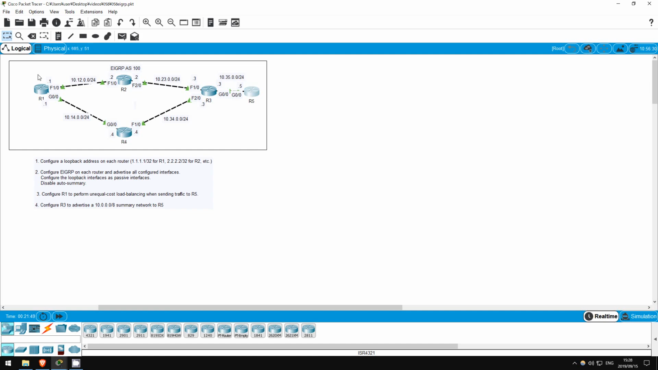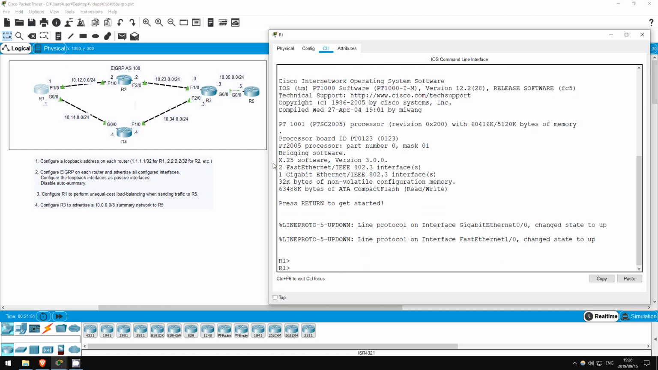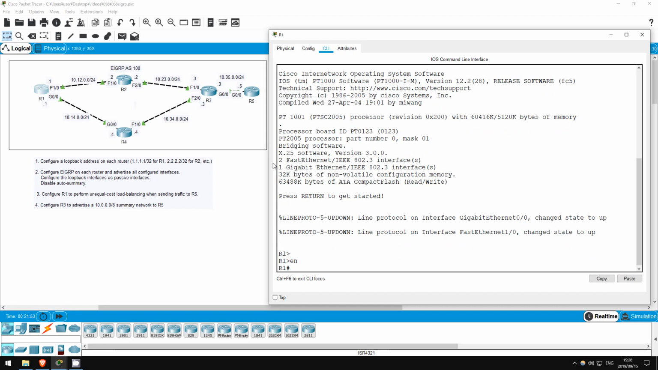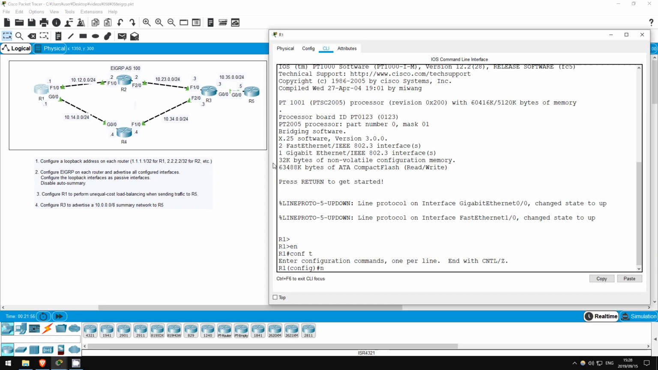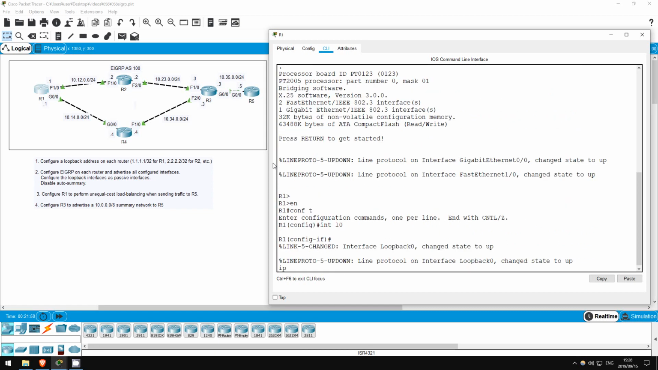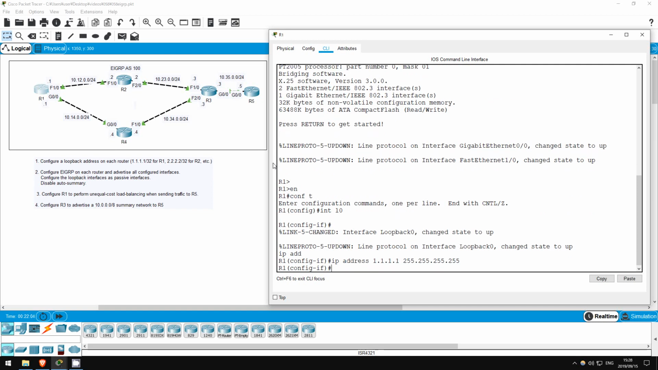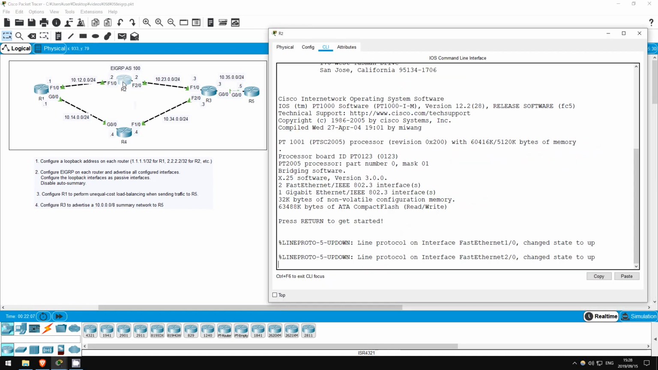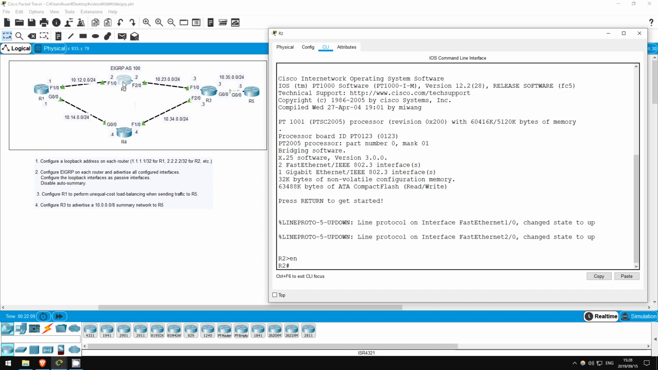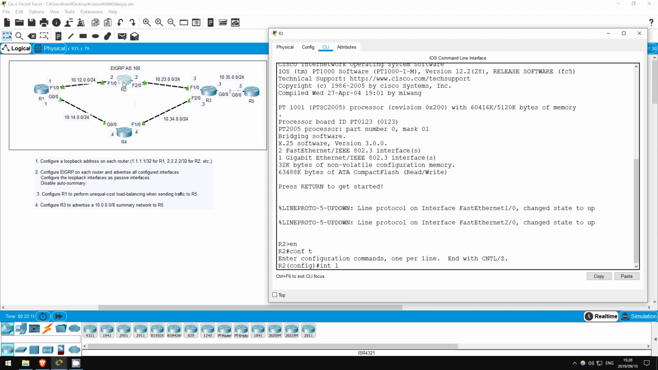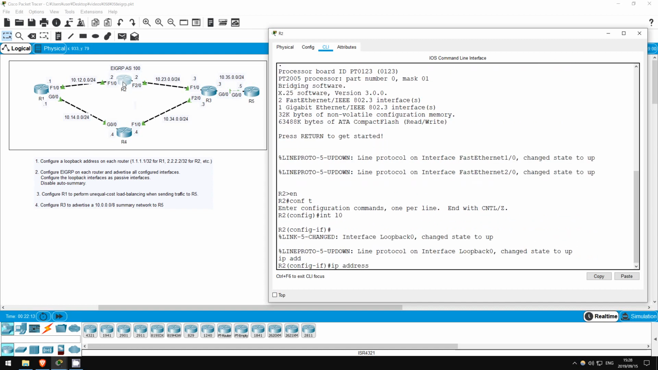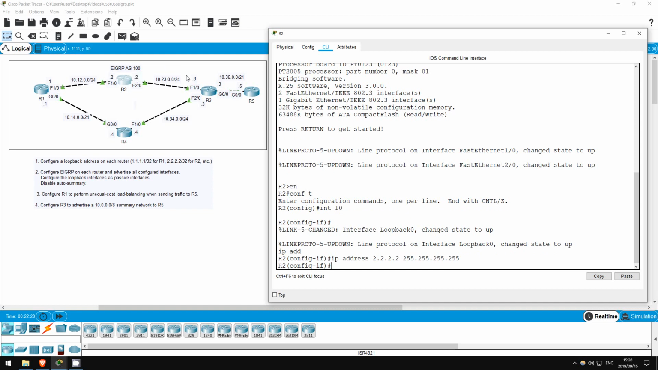I'll start on R1. Enable, conft, interface L0, IP address 1.1.1.1, 255.255.255.255. Okay, next R2. Enable, conft, interface L0, IP address 2.2.2.2, 255.255.255.255.